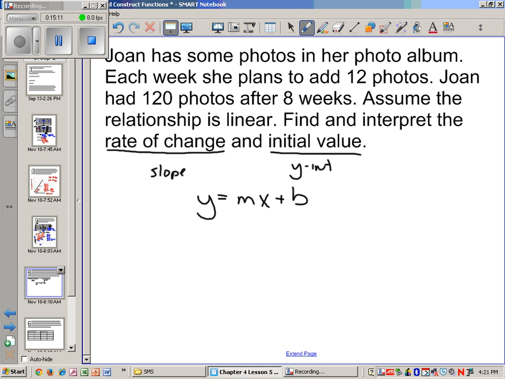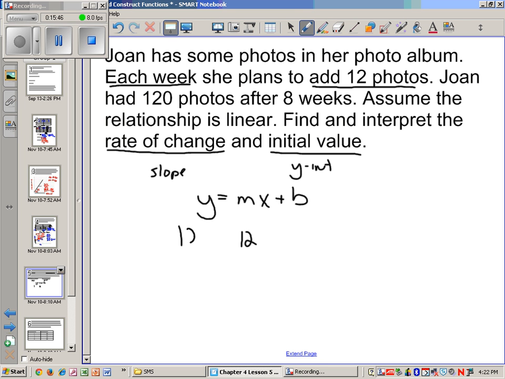We're going to fill in with what we got here. First of all, she plans to add 12 photos each week. So the rate of change is given to us. Rate of change is constant, so she can constantly add 12 photos per week. So that right there is going to be our M. Our M is going to be 12. Okay. Now we're trying to find the initial value. It doesn't say anything about what she started with, but it does say what she has after 8 weeks. She has 120 photos.